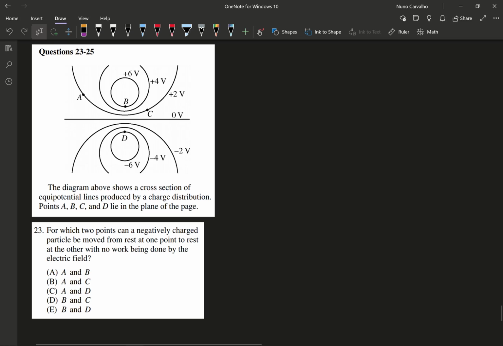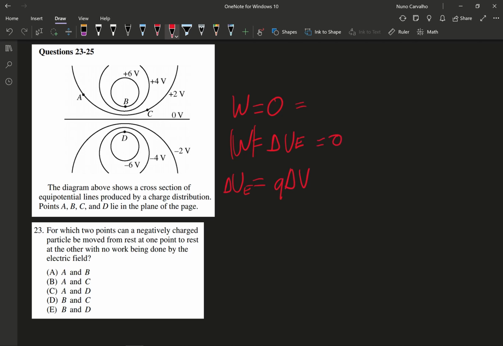Number 23, we're given a diagram of equipotential lines produced by a charge distribution, and we're asked for which 2 points can a negatively charged particle be moved from rest at one point to rest at another point with no work being done by the electric field. So if the work is 0, keep in mind that the work can also be thought of as the magnitude of the change in the potential energy, and potential energy is given by this formula here from your formula sheet, which is the charge times the change in voltage. So if this is 0, then the change in voltage must be 0, given that we know that at least we have a net charge.